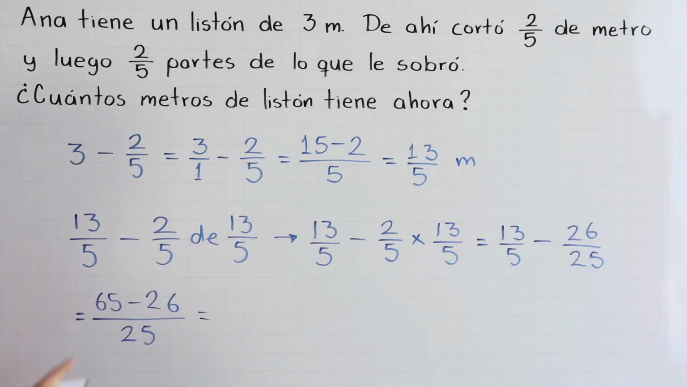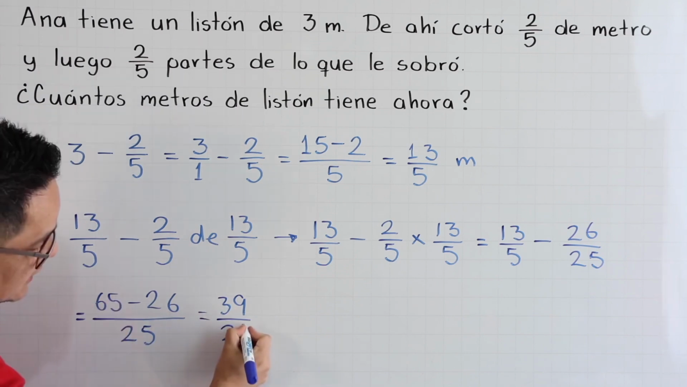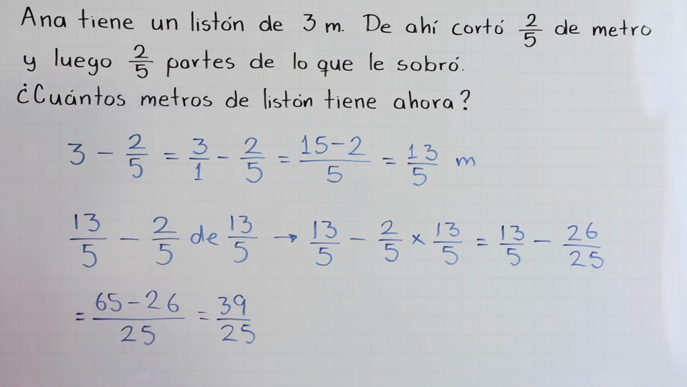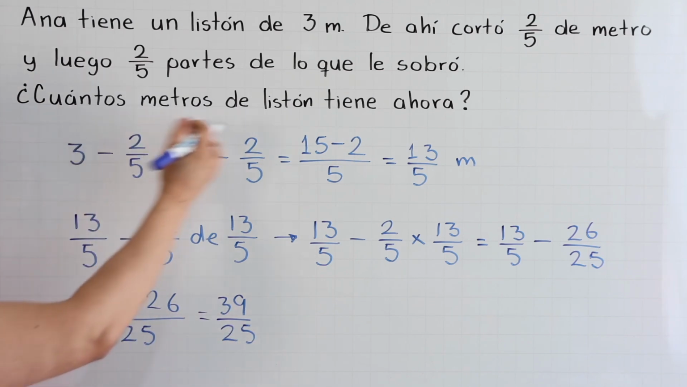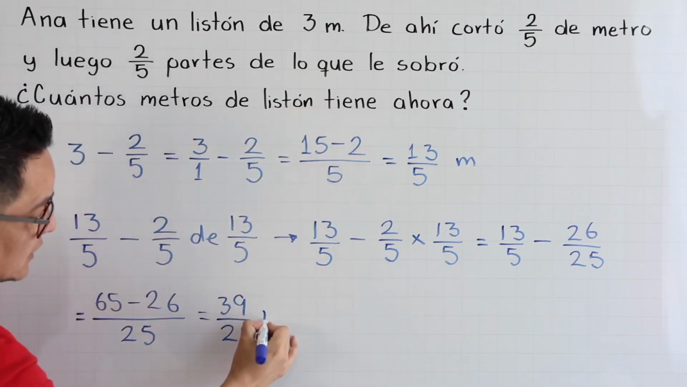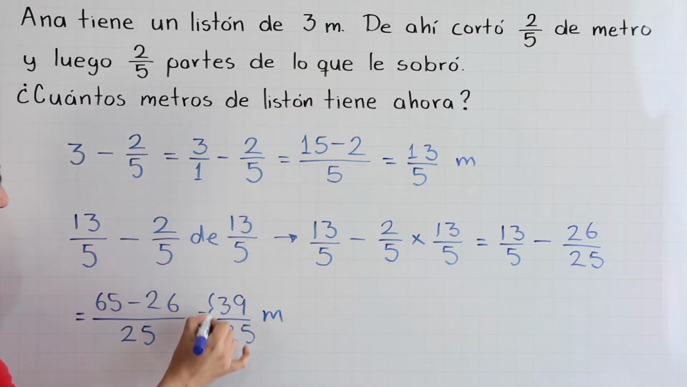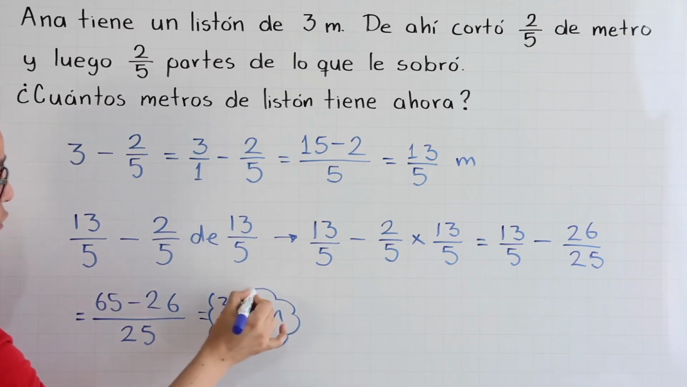We do the subtraction. 5 minus 6, you can't, so it becomes 15. 15 minus 6 is 9. That one became 5 minus 2, which is 3. All right, I'm doing the subtraction. Okay, and in this case, well, it's 25. So now, how many meters of ribbon does she have now? So she has 39/25 of a meter? Would this be the solution?